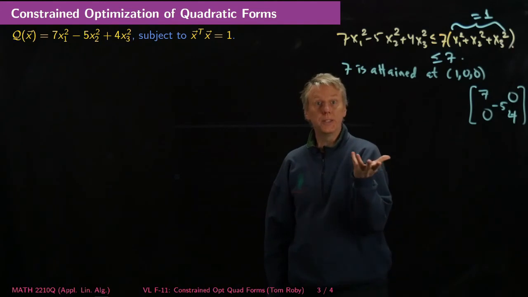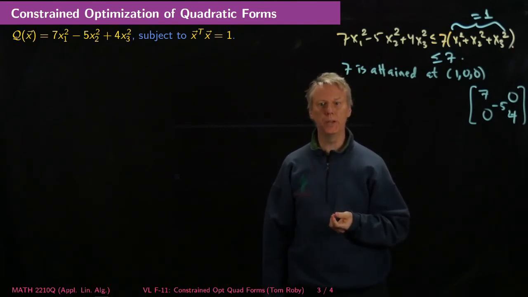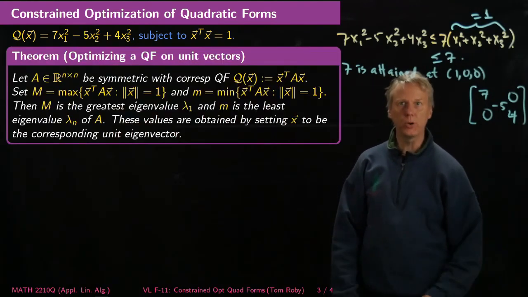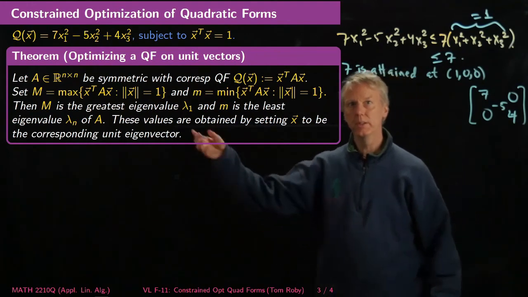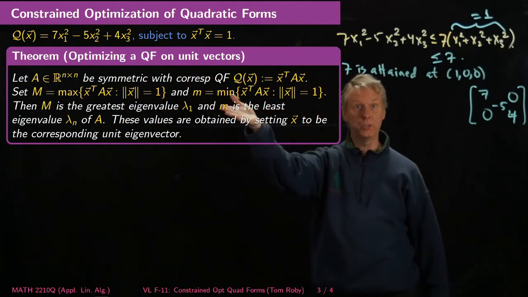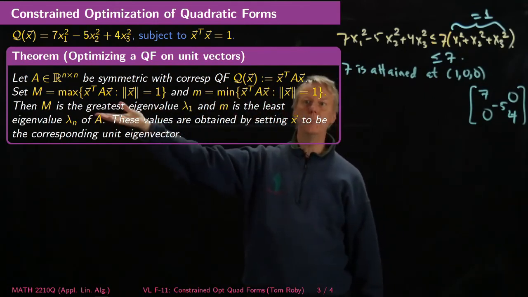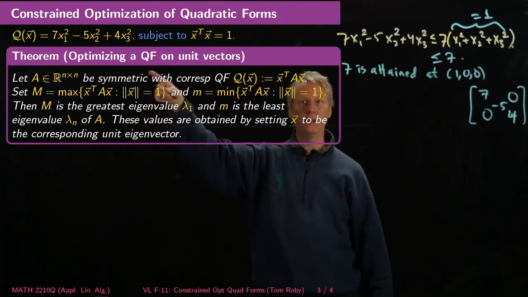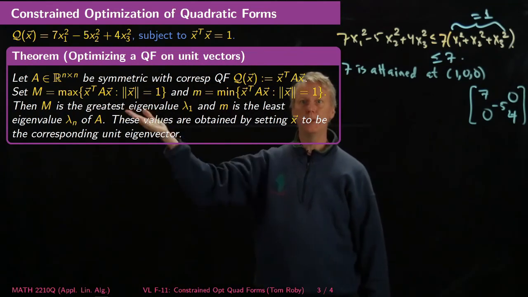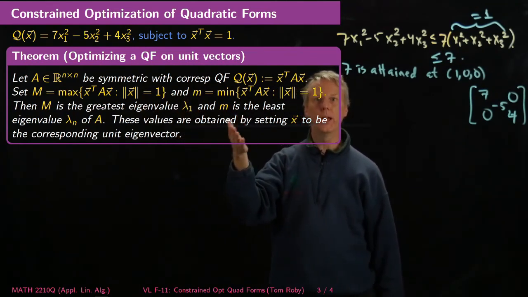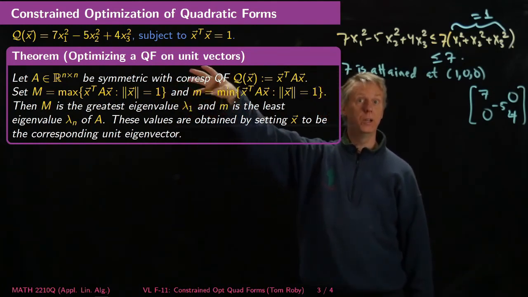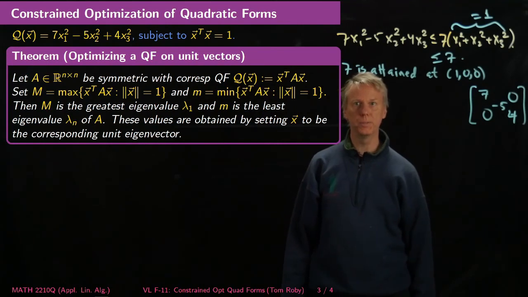Okay? So this is a simple idea, but it turns out to be key in what we're doing in the following things. So here's the theorem. If you want to optimize a quadratic form on a set of unit vectors, what do you do? You start with a symmetric matrix, which represents your quadratic form. We know that there's a one-to-one correspondence there. And you let M be the maximum value on the unit sphere. You let m be the minimum value on the unit sphere. Then M is just the greatest eigenvalue, lambda 1, and little m is the least eigenvalue, lambda n, of A. Usually we'll organize our eigenvalues so they go from largest to smallest. That'll come up more specifically later.